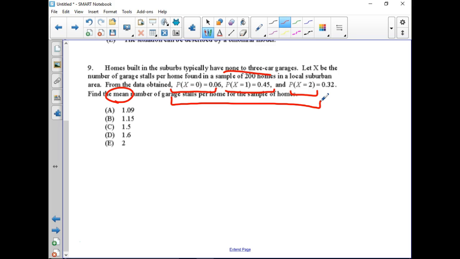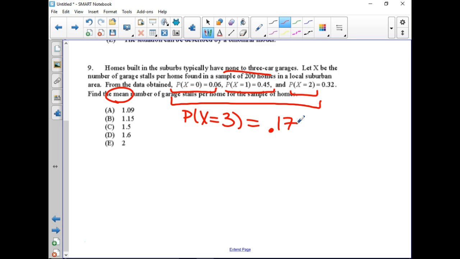And now my issue is that this is not a legitimate probability distribution right now. If I added these up, I don't get 1. The sample space goes to 3, so I need to figure out the probability that x is equal to 3. So how am I going to do that? I need to add the 0.06, 0.45, and 0.32 up and subtract from 1, and that's going to give me 0.17. Okay?